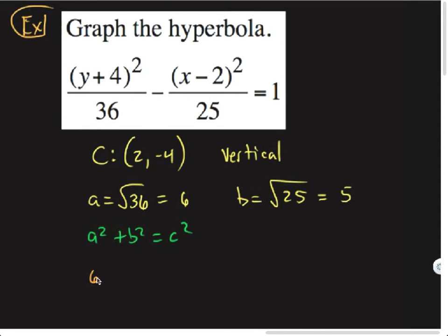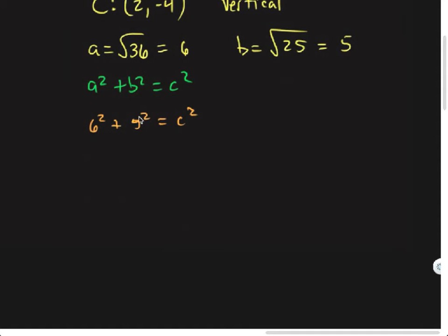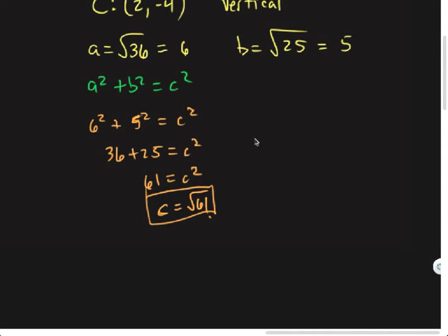So 6 squared plus 5 squared equals c squared. So 36 plus 25 equals c squared. That's what, 61 is equal to c squared? So c is equal to the square root of 61. And I don't believe I can break that down. So I now know a, b, and c.